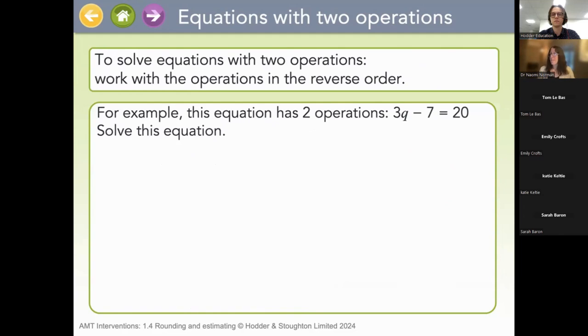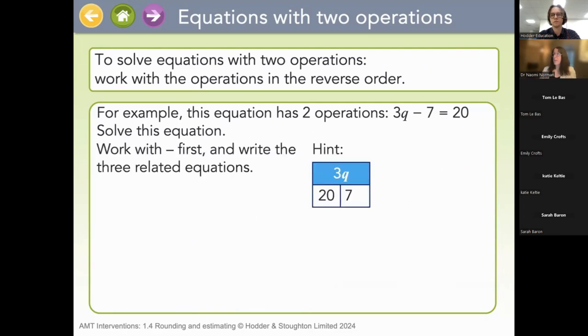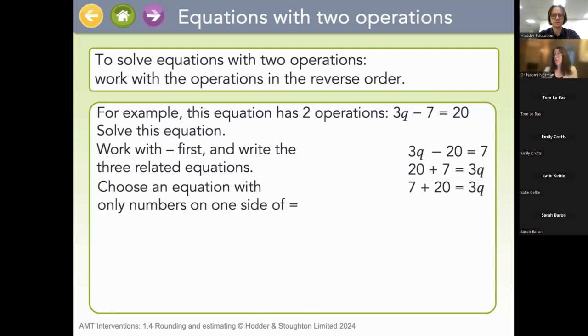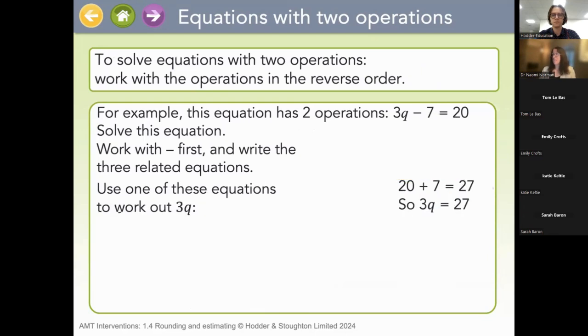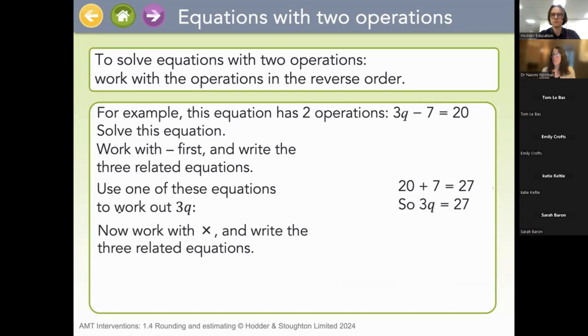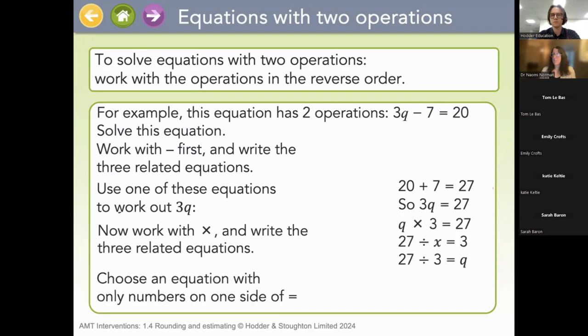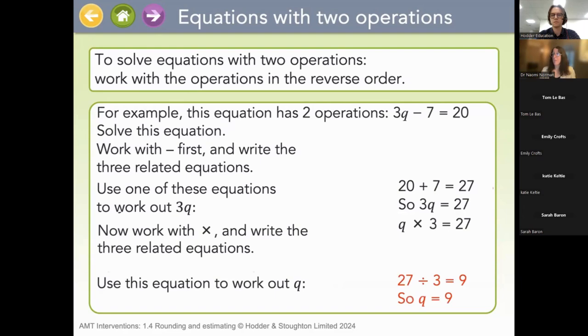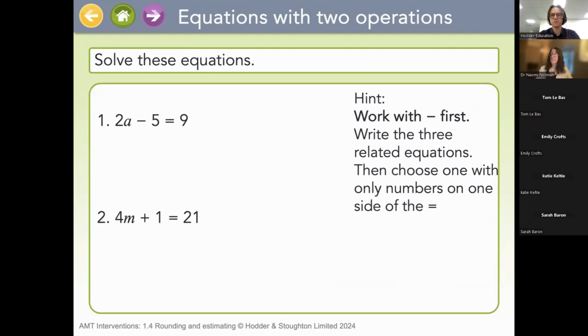So the process is the same, writing all related equations using a pictorial representation to help if required. There you go. And then choosing a related equation with numbers only on one side of the equal sign. And in fact, there's two here. And that leaves the student with 3q equals 27. And so an equation with only one operation, which they've already practiced how to solve. There we go. And once again, students get the opportunity to practice what they've learned.